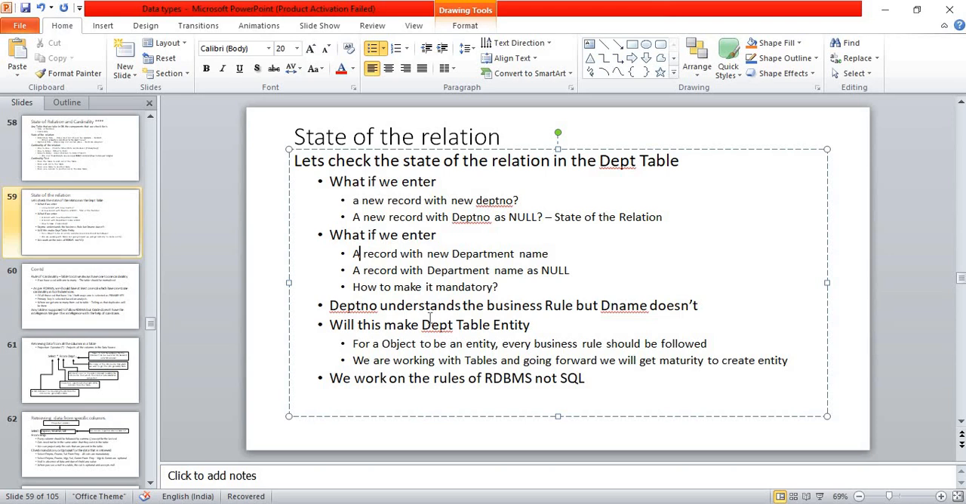How do we do that? We do that with the constraints. When we come to the part of constraints, we can discuss that. So whenever we are working, we work on the basis of RDBMS rules, Relational Database Management System rules. Now, does SQL understand RDBMS rules? No. But SQL has given certain options for us, which will help us make it understand the RDBMS rules.